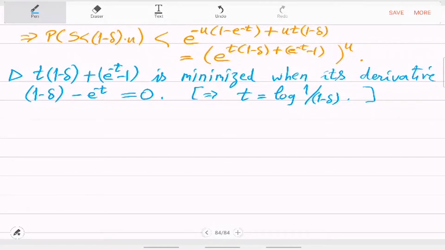right? 1 over 1 minus delta is e raised to t. So for any delta, you will get this t, and it will be positive, that you can see, because 1 over 1 minus delta is more than 1, right? So this is positive. So a positive t value exists, you use that, RHS is minimized, and to what? You get this.